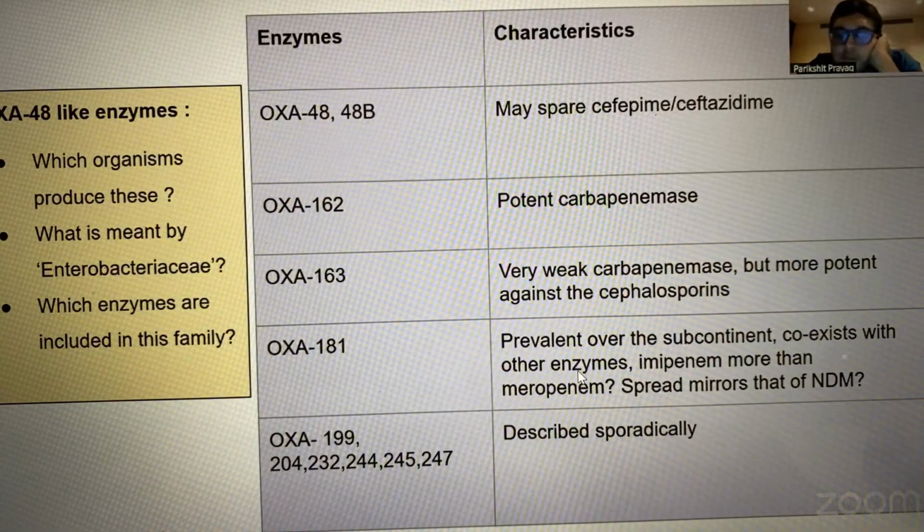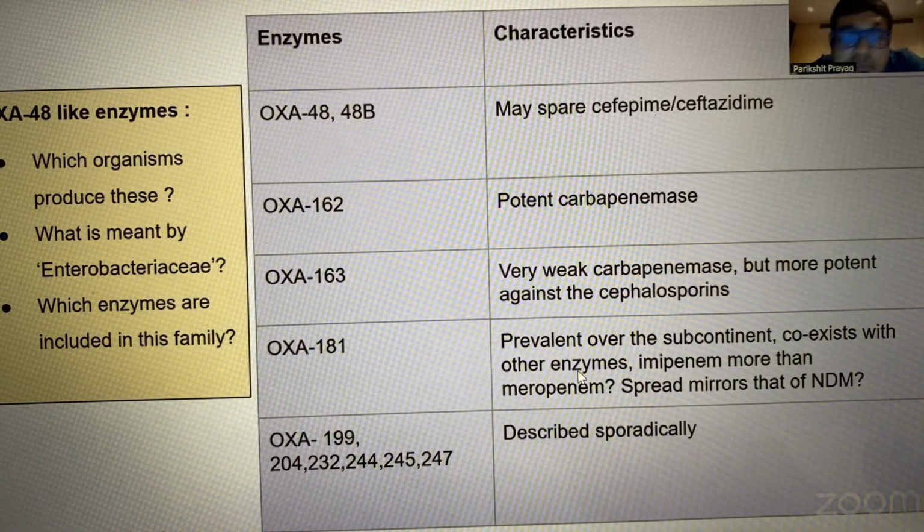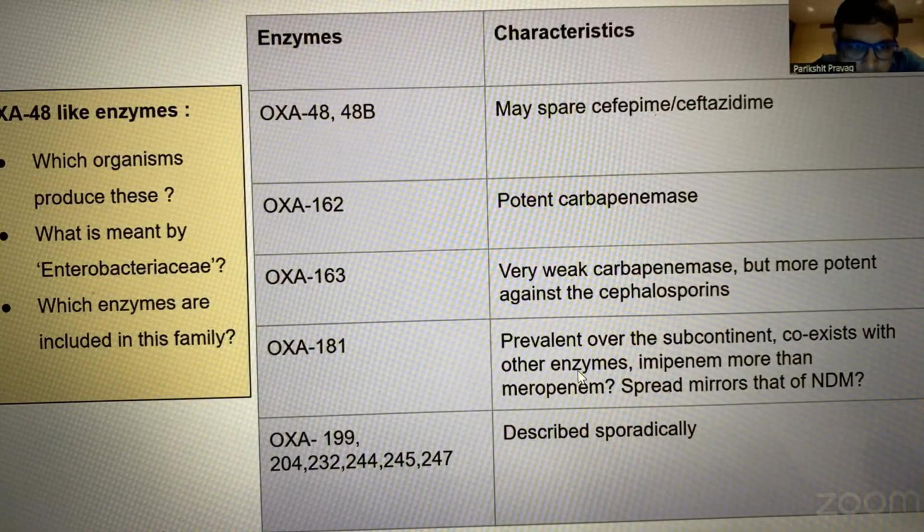There is again one other interesting aspect here. It is a more potent hydrolyzer of imipenem than meropenem. Guess what? There are mutated OXA 181s which have been described, especially from Eastern Asia, which also show the reverse pattern. So, which means that you could get some discrepancy in imipenem and meropenem hydrolysis.